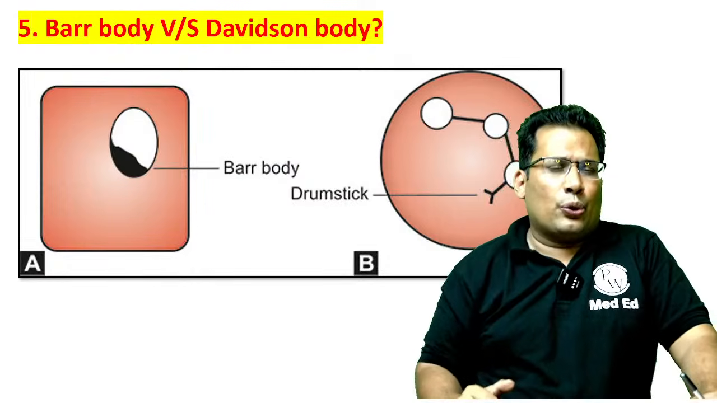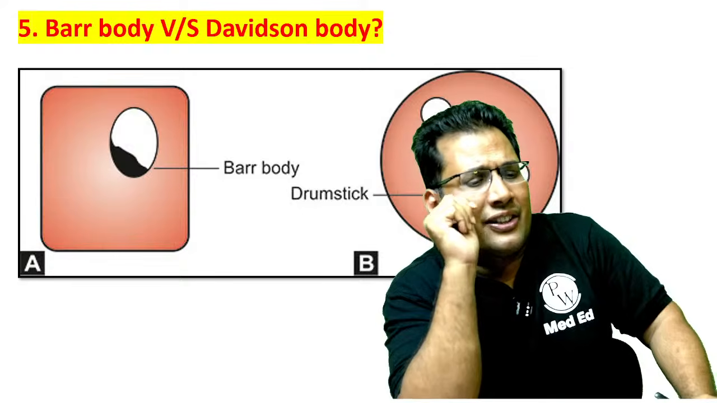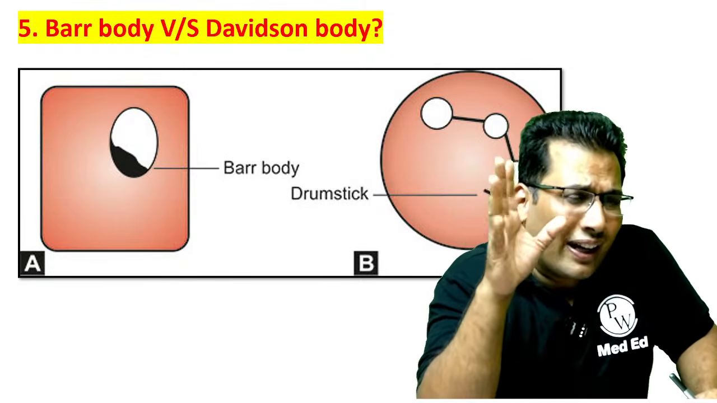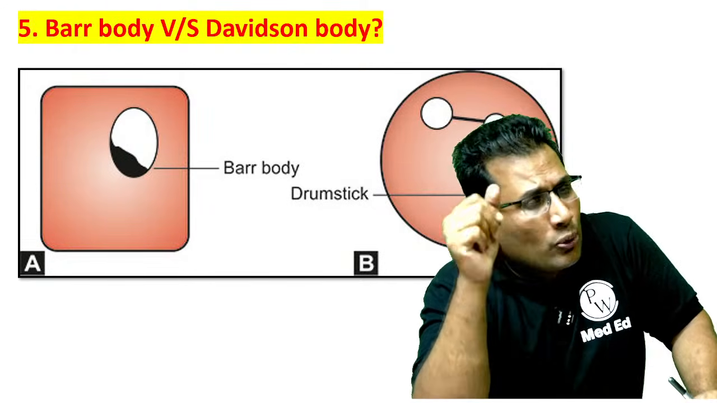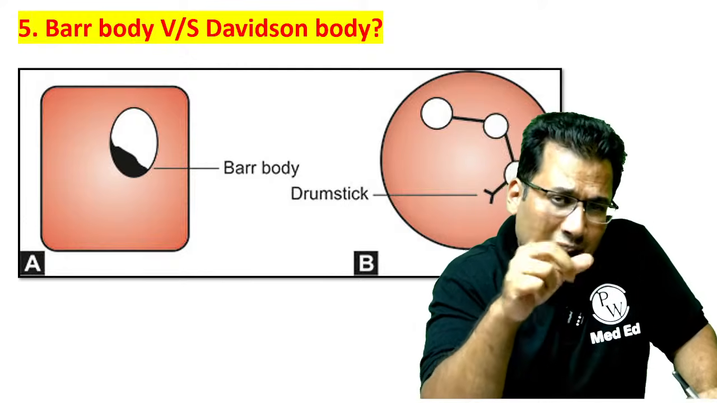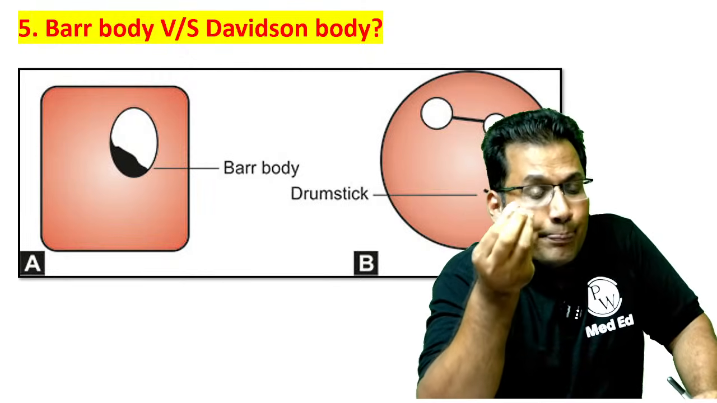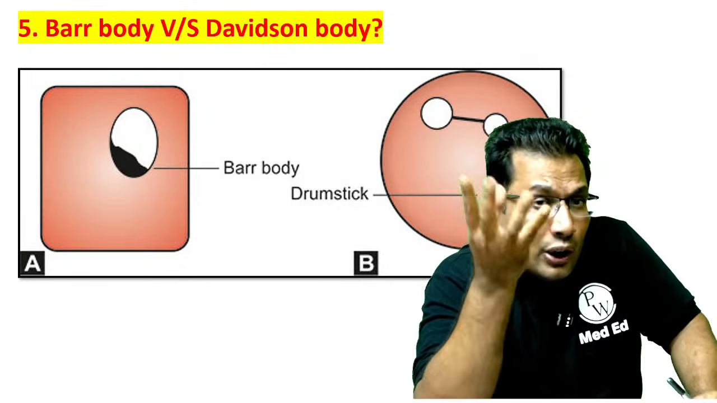Now one more 3 marks question, important question from the identification is Barr body and Davidson body. See, Barr body, Davidson body, they are inactive X chromosome. Like for example in females, there are 2 X chromosomes. So one X chromosome is inactivated, that is visible as Barr body. Barr body in the buccal smear, Davidson body in the neutrophils.